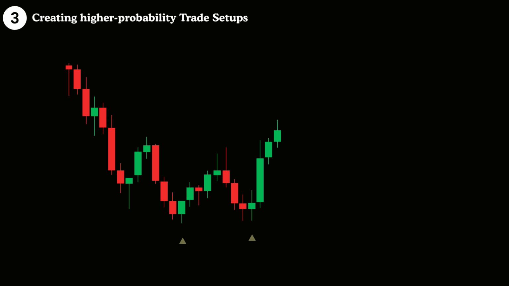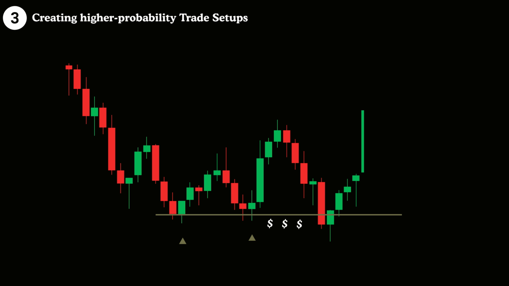Number 3. Creating higher probability trade setups. Once you identify where liquidity is positioned, you can structure your entries, exits, and stop losses more effectively. For example, you might wait for the price to sweep a liquidity area and then trade in the direction of the next impulsive move. This approach increases your success rate compared to entering trades blindly without market context.